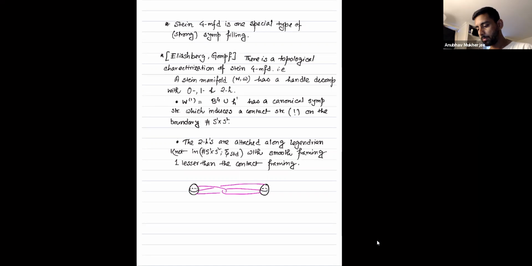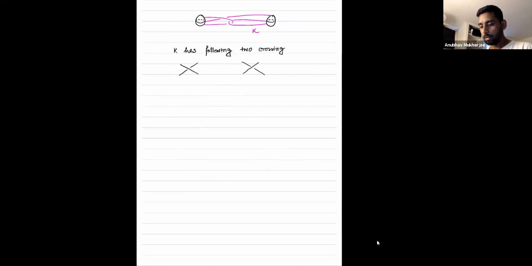For example, if I have this picture and this pink knot is my K on the boundary of S1 cross S2, then I can have the following two crossings of this knot K and the following two cusps of this knot K. And a Legendrian realization is as follows: this particular crossing is a good crossing. So if I have this crossing in my knot, I will not change anything.